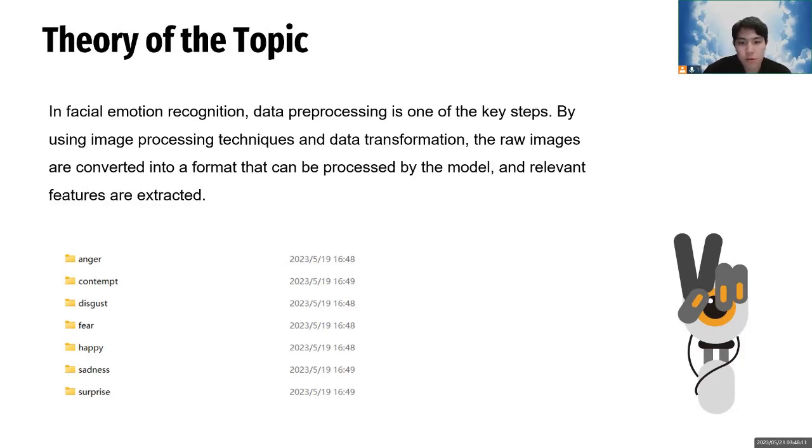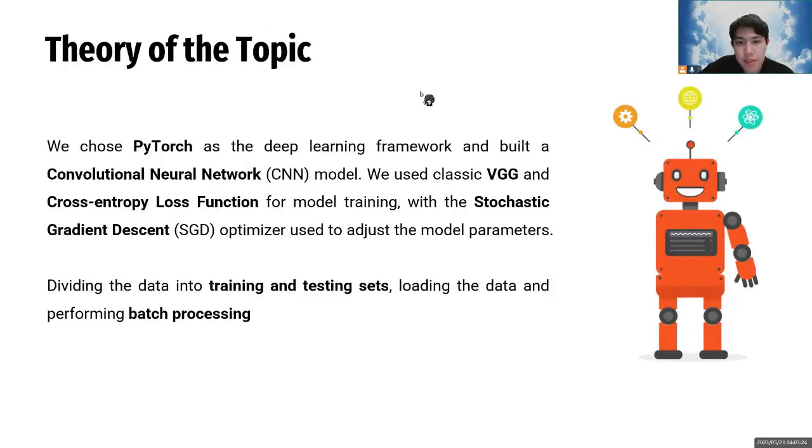In our code, we first define some path variables to find images of emotion categories stored in different folders. These images have been classified into 7 basic emotions: anger, disgust, fear, happiness, sadness, surprise, and contempt. We choose PyTorch as a deep learning framework and build a convolutional neural network model.